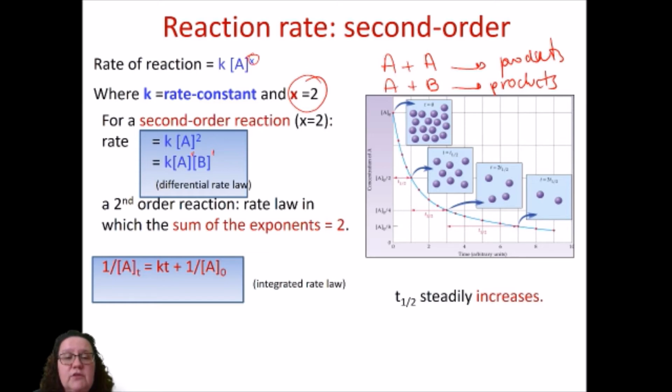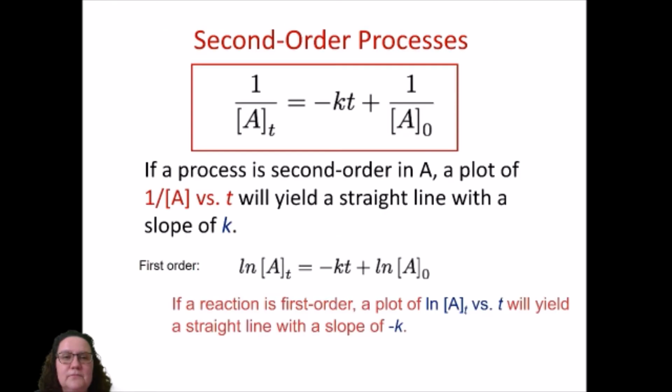So you can have it in a differential way, or you can have it in an integrated way. And if you integrate that expression, you end up with this expression. So how do you know if a reaction is a second order process? Well, if you represent 1 over the concentration of A versus time, and it yields a straight line, that means that process is a second order process. And the slope of that line is the rate constant.